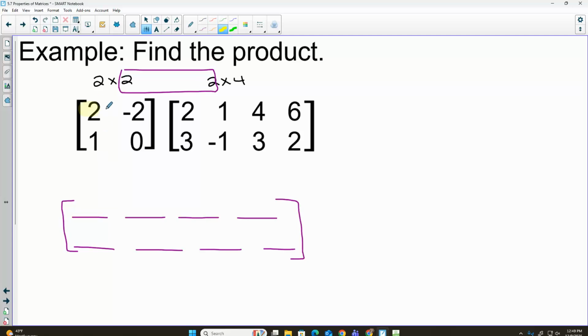So we start with the first row. Row 1 times column 1. 2 times 2 is 4. -2 times 3 is -6. 4 plus -6 is -2. Second column, 2 times 1 is 2. -2 times -1 is 2. 2 plus 2 is 4.